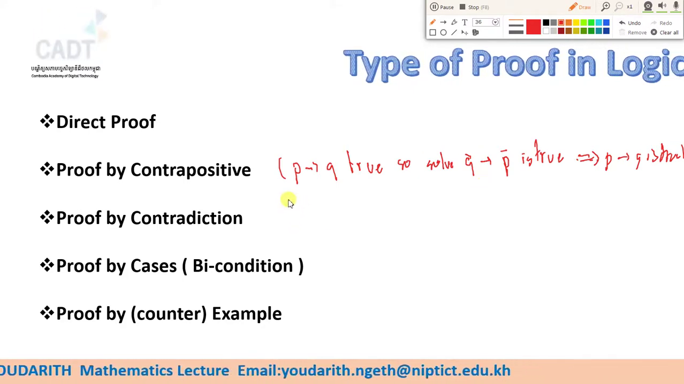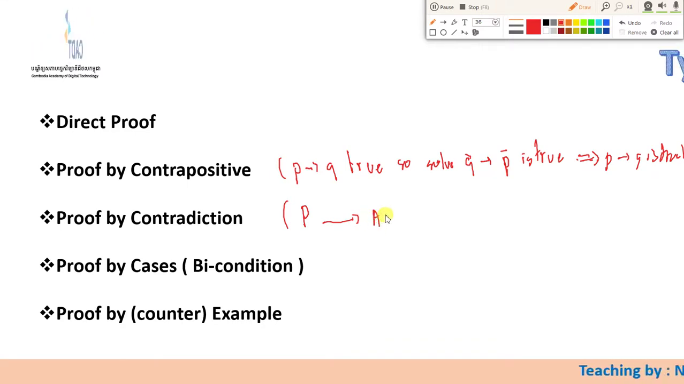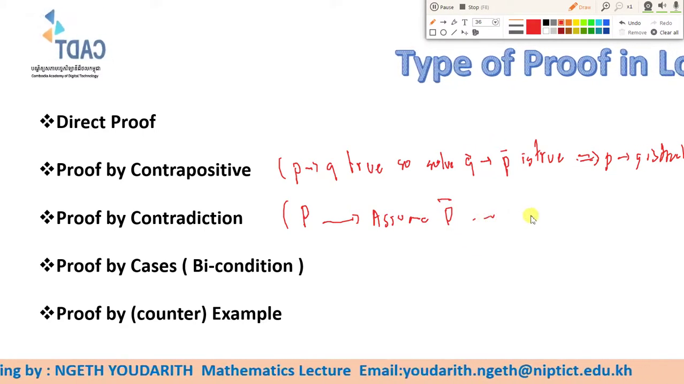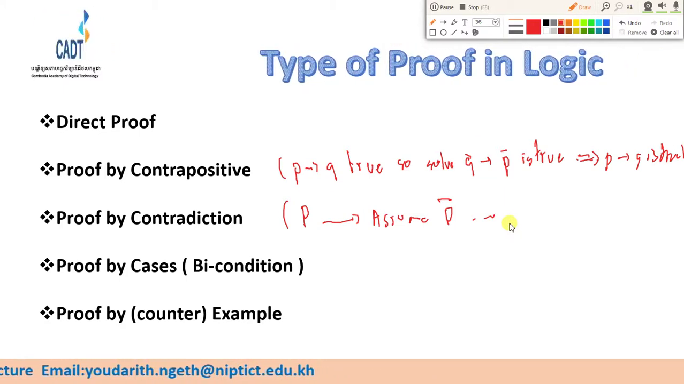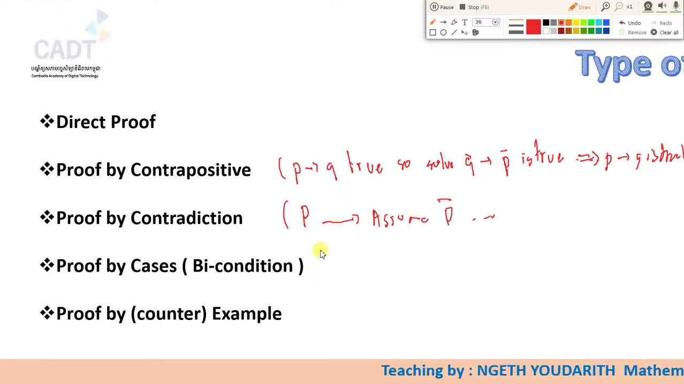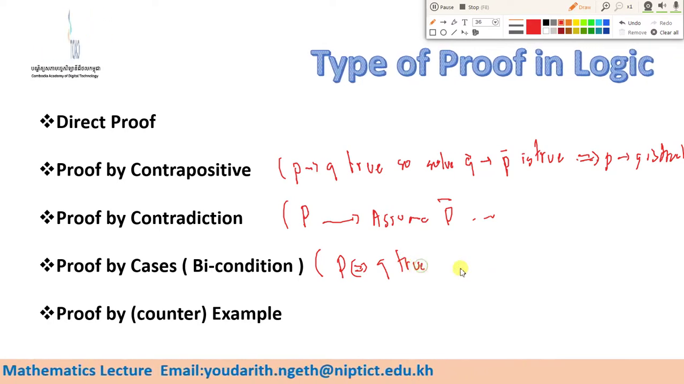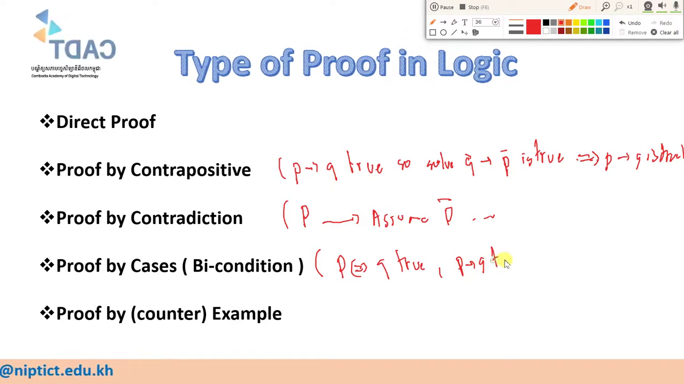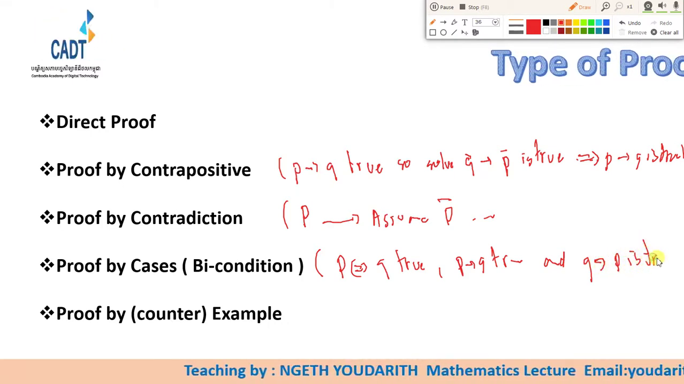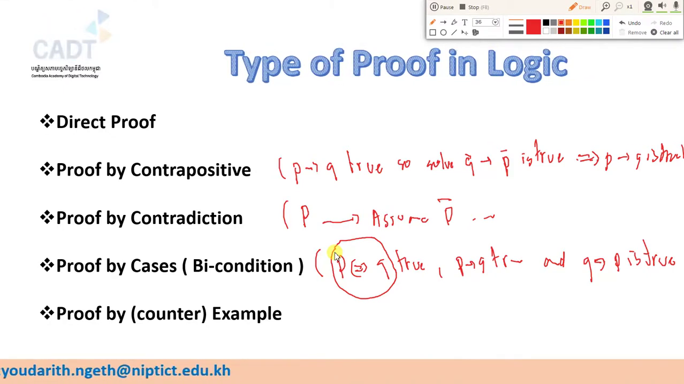About proof by contradiction: we have only one proposition or statement. So we solve by assuming not P until we reach a contradiction, so not P is untrue. So we get that P is true. And proof by case or biconditional: in our connective, to show P is equivalent to Q is true, we only show P implies Q is true and Q implies P is true. So P equivalent to Q is true. This is proof by biconditional, or proof by equivalence.